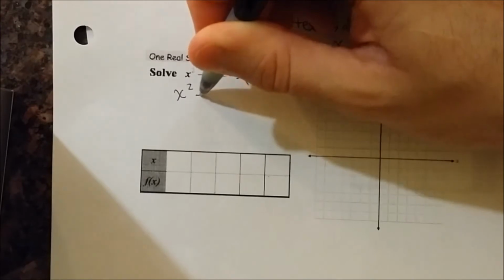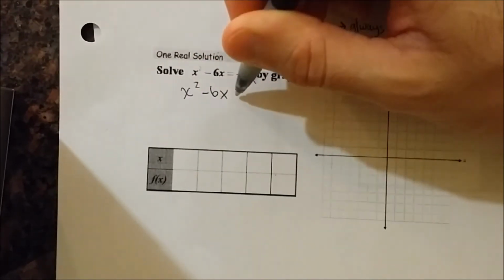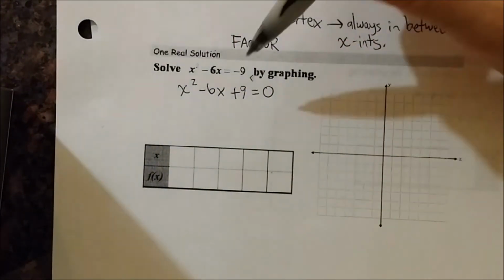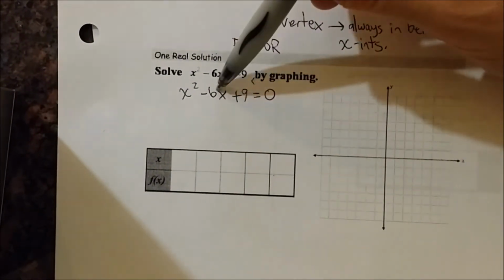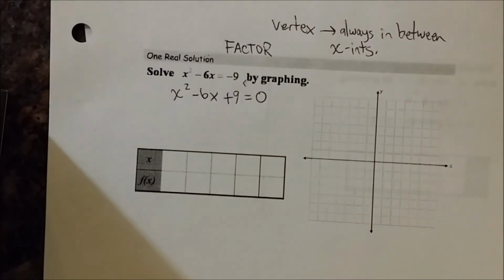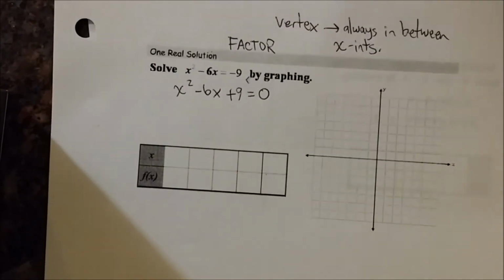So let's go ahead and do this like we did in the last unit. We're going to move everything over to the same side, so we're going to add 9 to both sides. We're now set equal to 0. So I'm looking for two numbers that multiply to 9 and add up to -6. Those two numbers are going to be -3 and -3.